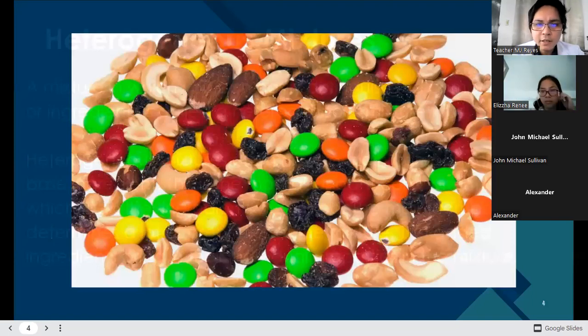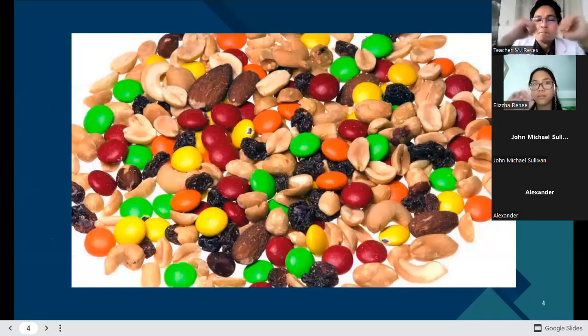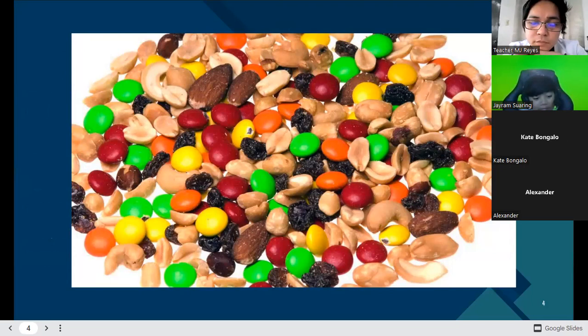It's just like this. As you can see, what do you observe in the picture? Different types of candies. Yes, there are candies there. Nuts, there are a lot of nuts. Peanuts and cashews. Raisins. Almonds. What else? M&Ms. There are a lot of M&Ms also. Colorful, isn't it? This is one typical example of a heterogeneous mixture because you can actually distinguish the different ingredients there. That is a heterogeneous mixture.